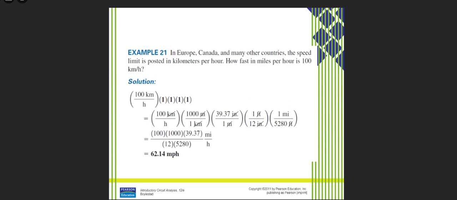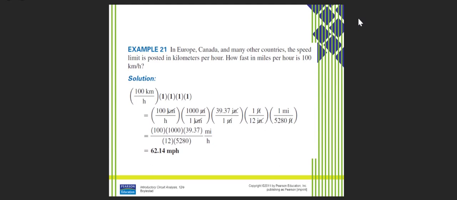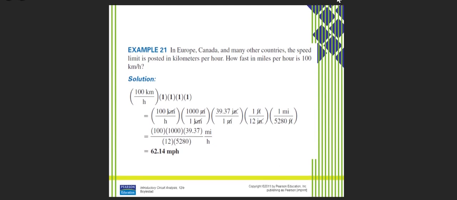Here, the point is that when you have kilometer per hour and mile per hour, you don't need to do the conversion for hour. You just need to do the conversion for kilometer to mile. So I usually know that 1 kilometer is 1,000 meter. I also know that 1 meter is 39.37 inch. I also know 12 inch is 1 foot. I also know that 1 mile is 5,280 feet.